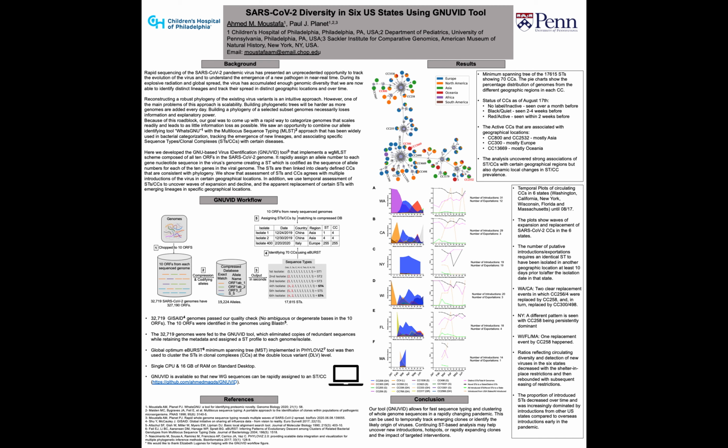Here we developed GNUVID, which is a GNU-based virus identification tool that implements a whole genome multi-locus sequence typing approach, which is composed of all 10 open reading frames in the SARS-CoV-2 genome. It rapidly assigns an allele number to each gene nucleotide sequence in the virus genome, creating a sequence type which is codified as a sequence of allele numbers for each of the 10 genes in the viral genome. The sequence types are then linked into clearly defined clonal complexes that are consistent with phylogeny.